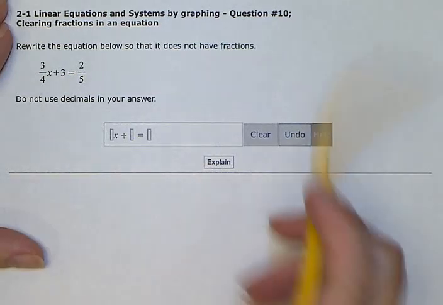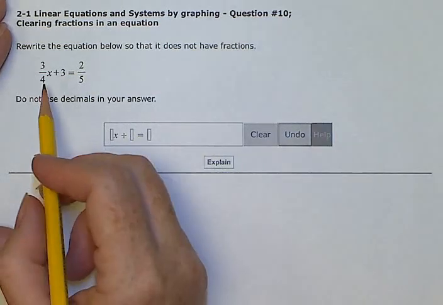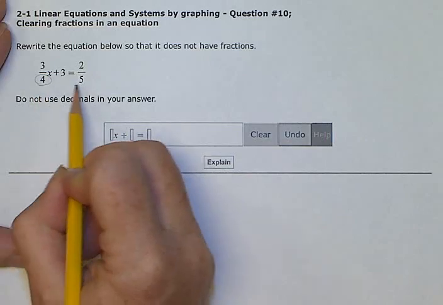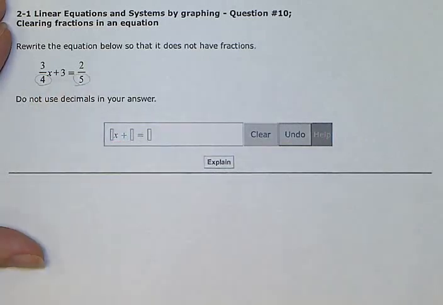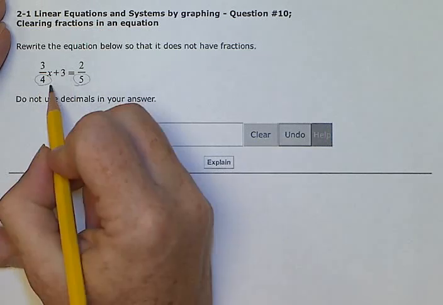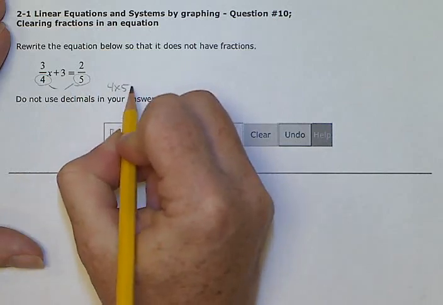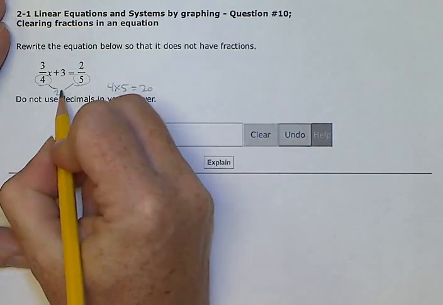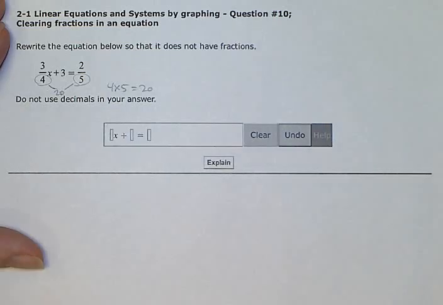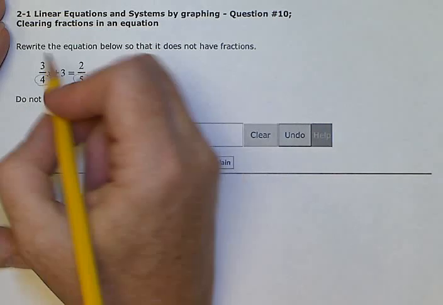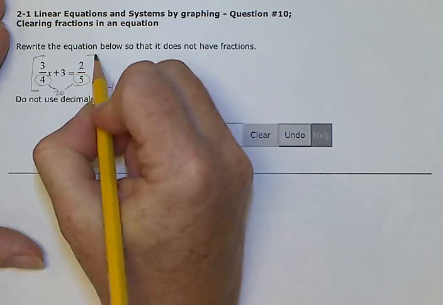Okay, so when we have a fraction, we're going to look at this number and this number. Those are the denominators. And we're trying to find a common denominator. We're going to multiply those together. 4 times 5 equals 20. We're going to use 20 to get rid of those fractions. So we're going to take our whole equation and multiply it by 20.